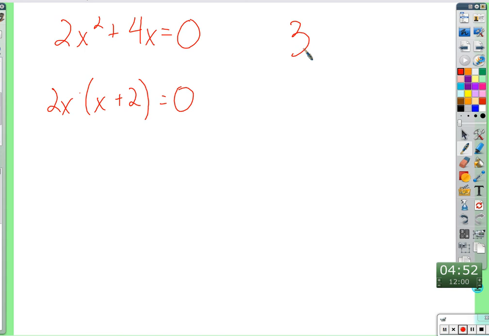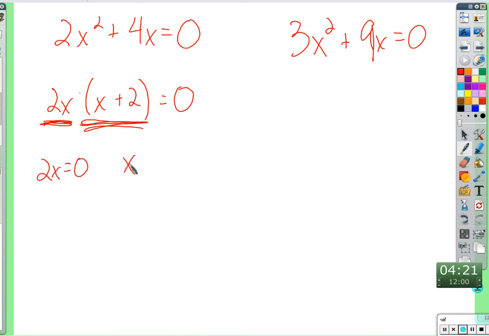So I'm going to give you this one, and then I'm going to finish this one up. 3x squared plus 9x equals zero. Over here, number one, number two, right? Two numbers that we're multiplying together. 9x, right? This is a 9x. Okay. A number times another number equals 0. So we set each number equal to 0.